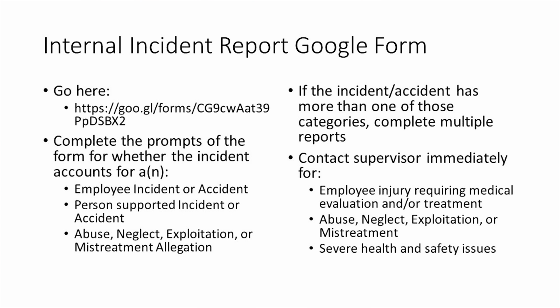Sometimes incidents have multiple areas. It could be that an employee injury occurred and so did a situation of abuse, neglect, and exploitation. If both of those things did occur, you would have to fill out 2 internal incident reports instead of just the one. And then you are also just going to remember to contact your supervisor immediately for those employee injuries, that abuse, neglect, exploitation, and any severe safety and health issues.